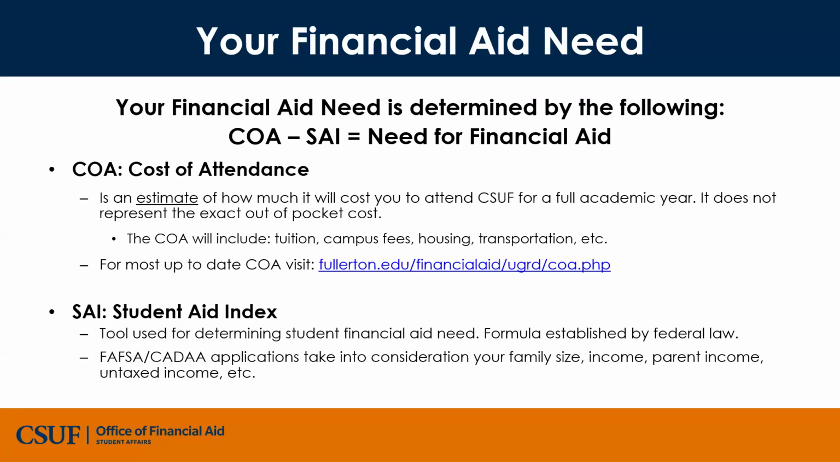Financial need. Next, we'll cover how we determine financial need. Financial need is determined on the following. COA minus SAI equals financial need. This is how much financial aid we are allowed to award you.